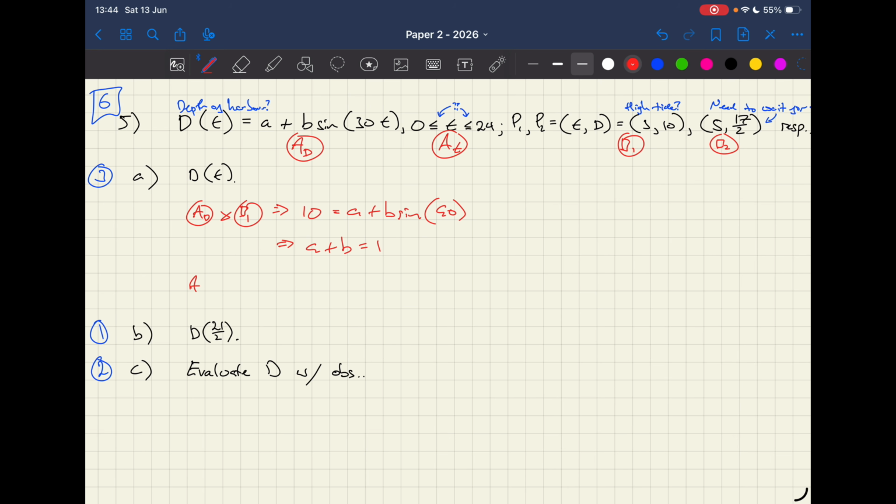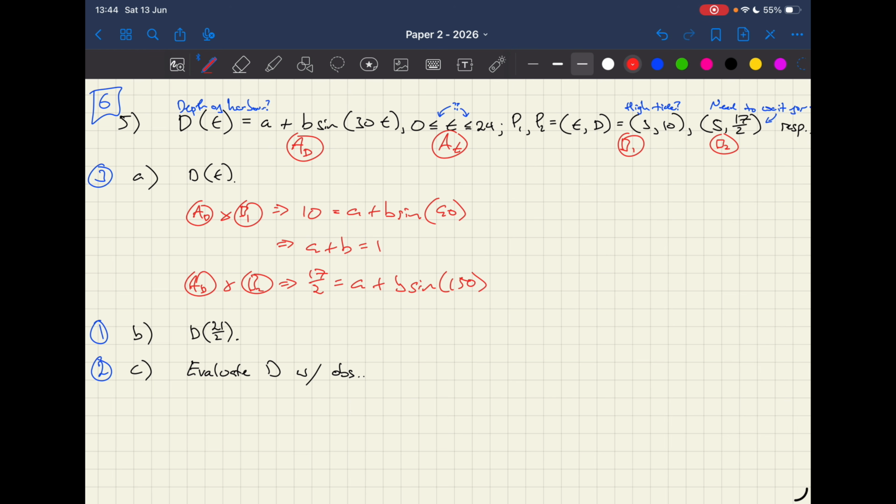Let's take now again the definition of our model and that second point that we had. Combine them together. What do we get? 17 on 2 is going to equal A plus B lots of sine of 150.